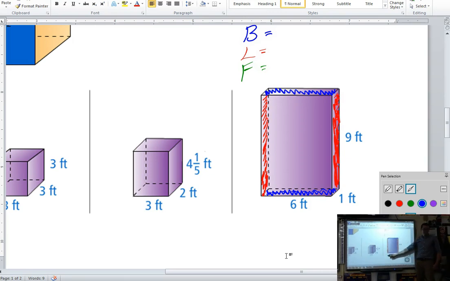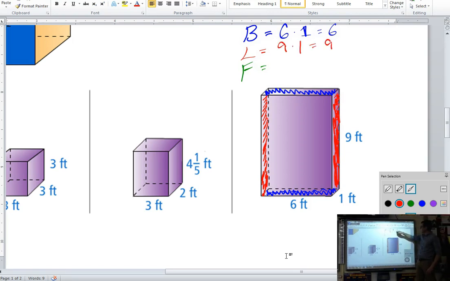Let's solve our big B. Julia, what dimensions do I use for the base? Why I colored in blue here? You do the 6 and 1. So I do 6 and 1. Big B is 6. I'll leave it there for now. Justin, for my red faces, my left or my right, what dimensions do I use there? 9 and 1, thank you very much.